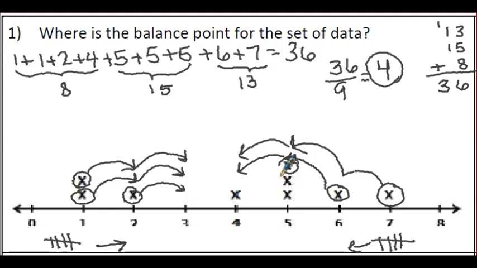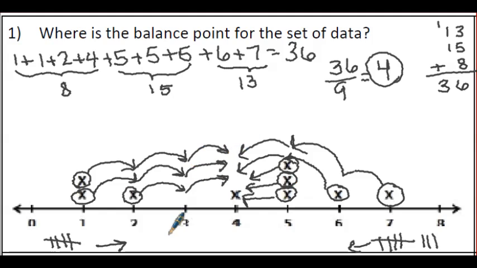So I'm going to take these 3, and I'm going to subtract 1 to make it 4. So I'm going to subtract 1, 2, 3, and I'm going to record that I subtracted 3 more. But now I need to add 3 more from the other side. So I'm going to add 1, 2, 3. And we see that all of those x's are now balanced on 4. That's why we call mean the balance point.